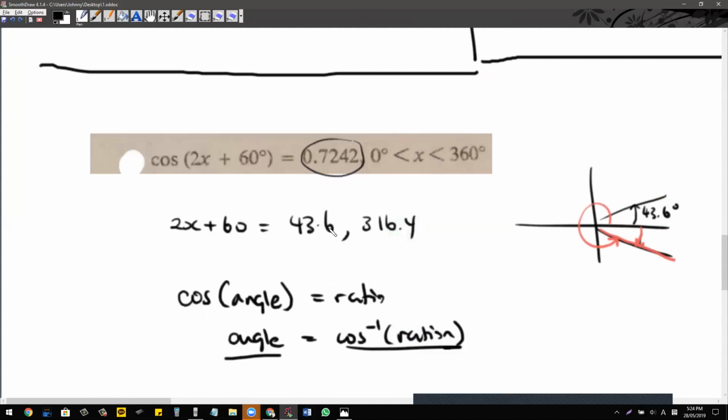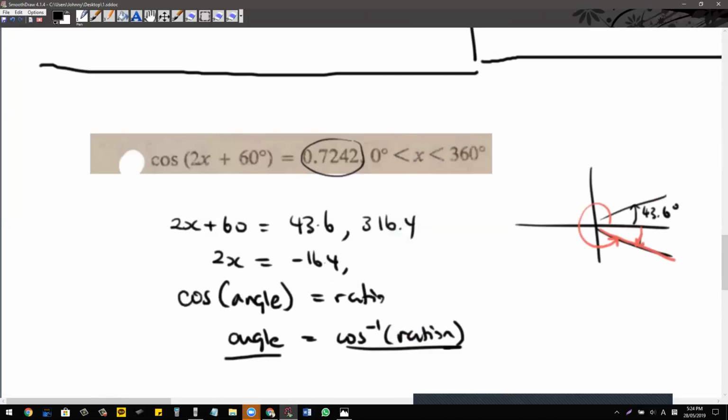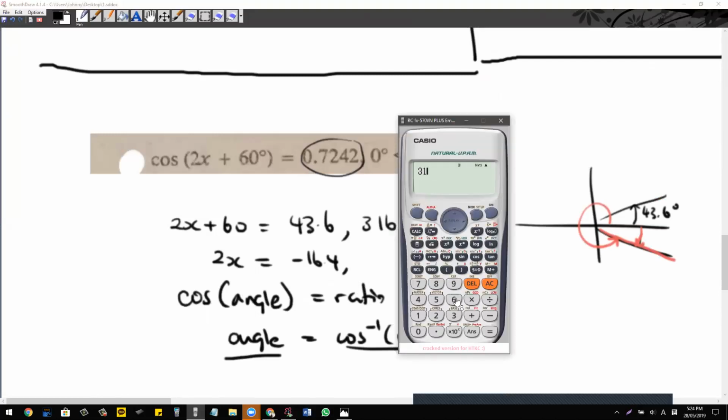So you get 43.6 degrees, and the other one is 316.4 degrees. After that, you move 60 over, so you get 2x is equal to that one minus 60. So 43.6 minus 60, then you get negative 16.4. And the other one is 316.4 minus 60. That gives you 256.4.